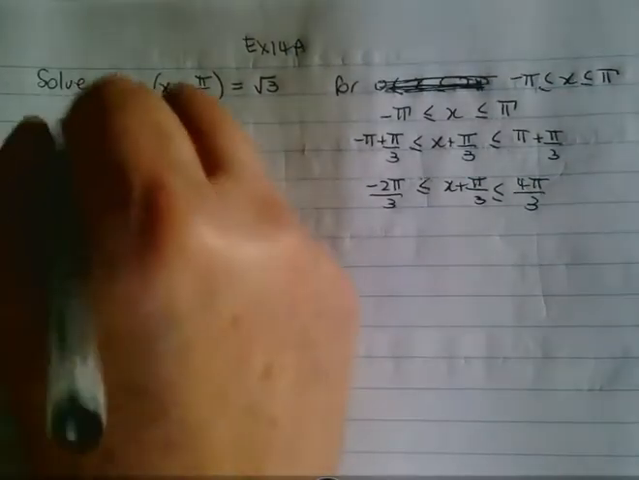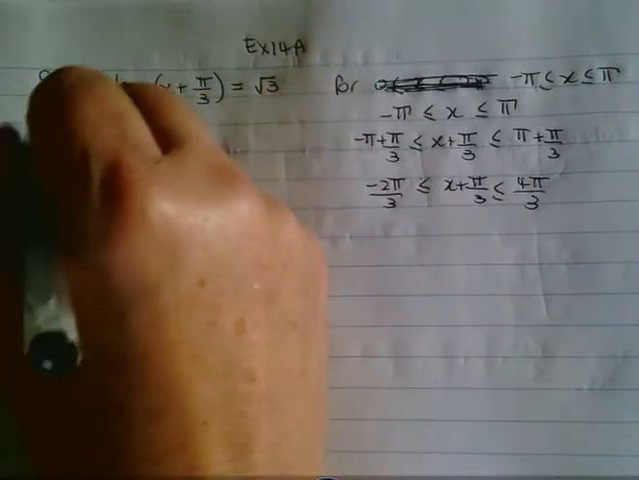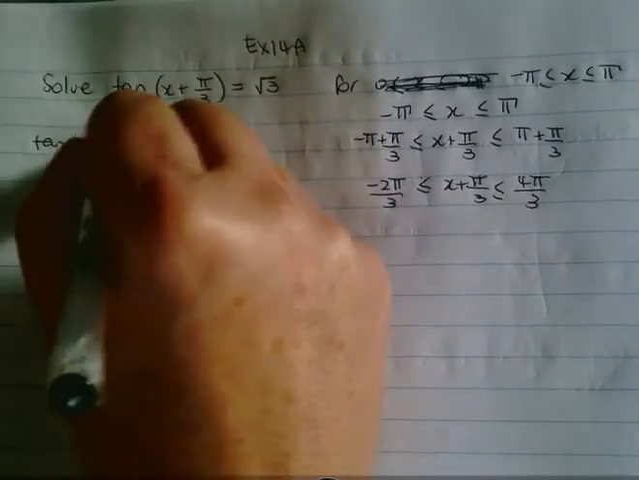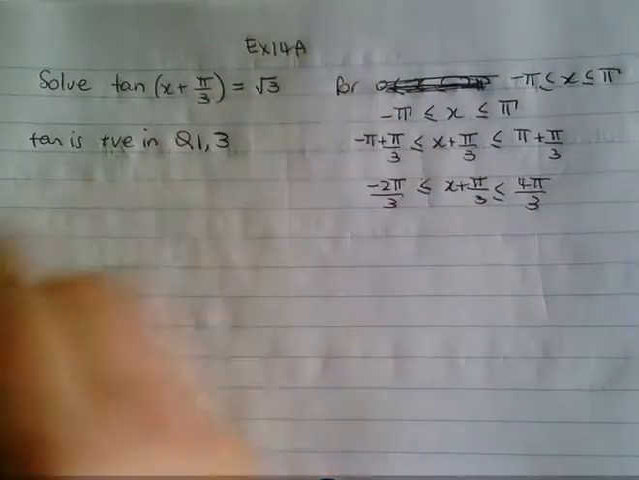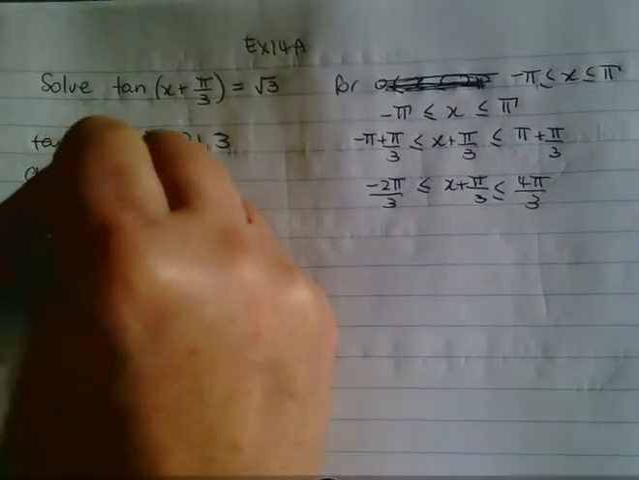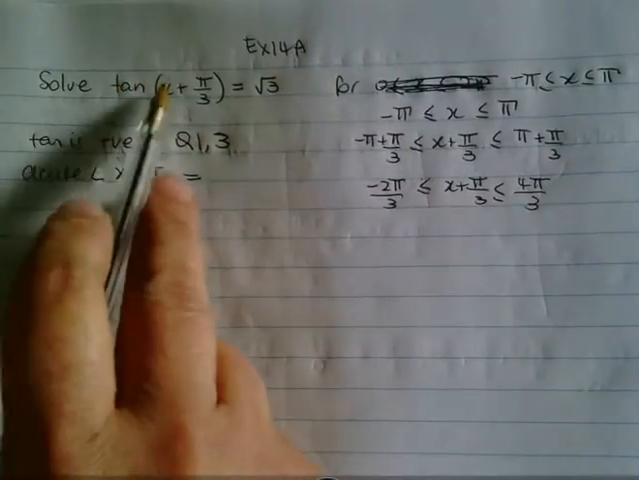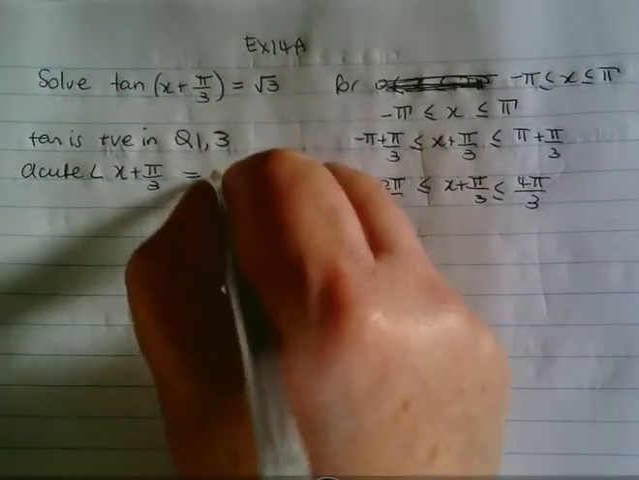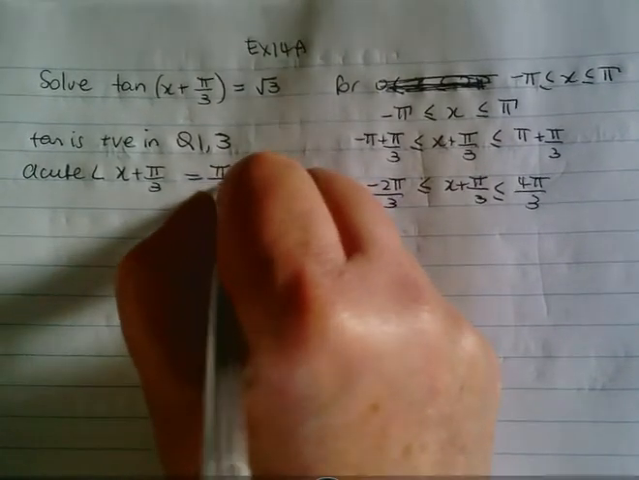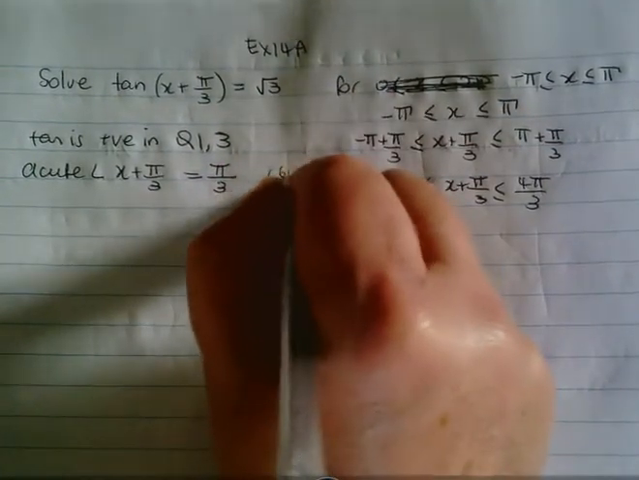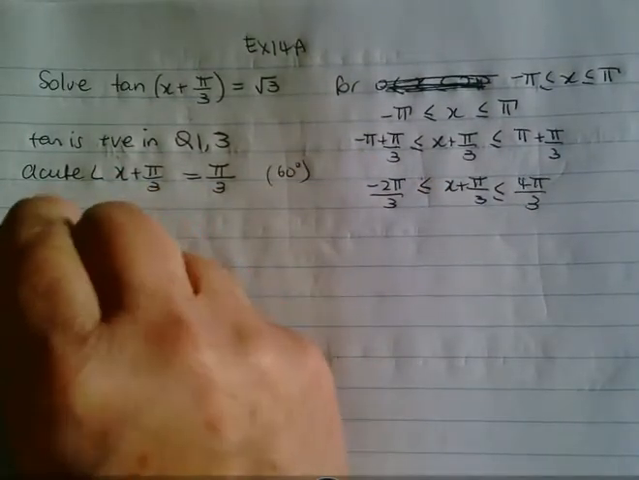So again, we solve using our 3 steps. Tan is positive, so we say tan is positive in quadrants 1 and 3. And then we need our acute angle x plus pi on 3. So we say tan of what is root 3, and we know that's tan 60 degrees. However, we're working in radians now, which is pi on 3. So remember that was 60 degrees. Okay, and then we write out our solutions.